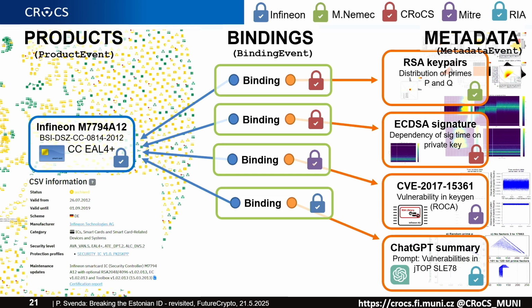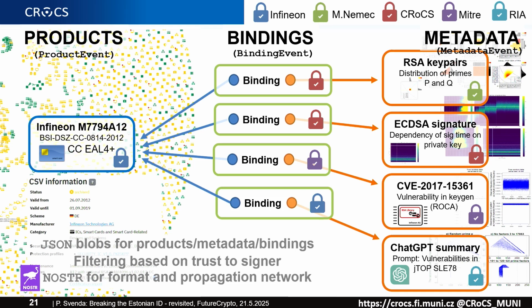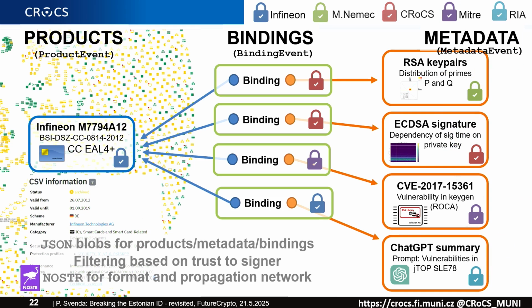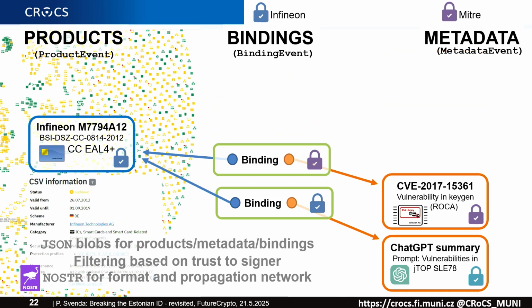And then, as an end user, you can filter. And the problem is who will build the system, right? Fortunately, we don't need to build it. It's already there. It's called Nostr. And you can filter based on the key. So you'll just say, I trust Infineon, I trust Maitre, everything else I don't care about. And then you will work on that. And I will stop here.